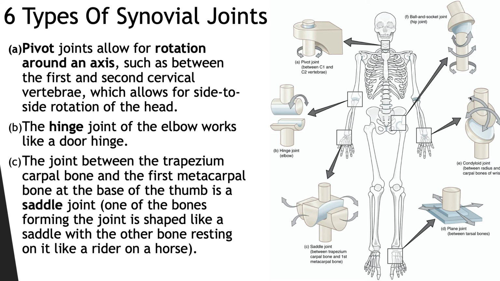You have hinge joints, which are cylindrical projections of one bone that fit into a trough-shaped surface of another bone. These are uniaxial. Think the elbow joint, the knee joint, the ankle joint, things like that. You can have pivot joints, in which a rounded end of one bone protrudes into a sleeve or a ring composed of bone or ligaments, and these are uniaxial as well. Think the proximal radioulnar joint and the dens of the axis.